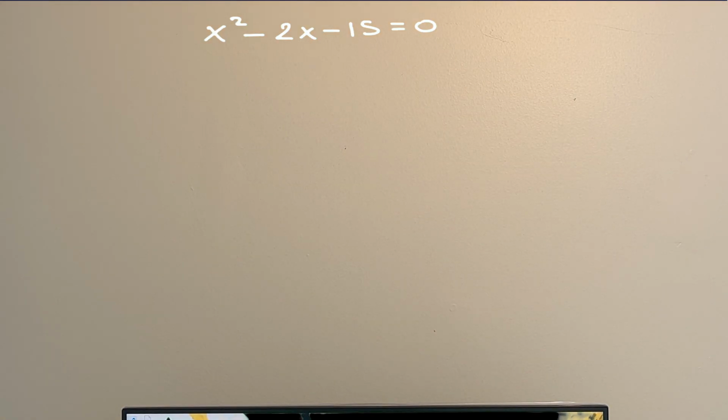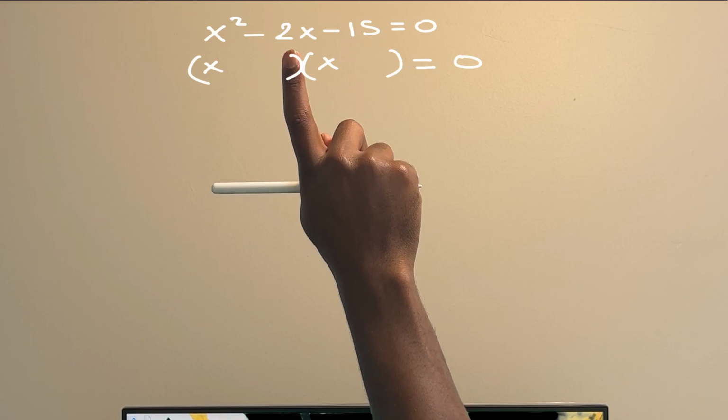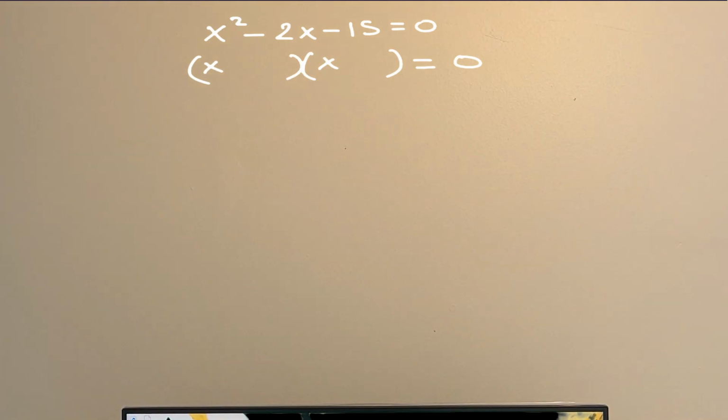So we can expand our expression, and by inspecting it, we can find our x's that make this equation equal to 0. So in this case, we're going to put down our x. Then we're going to talk about two integers, right? So what two integers multiply to get negative 15 and add to get negative 2? Well, 3 times 5 is 15.